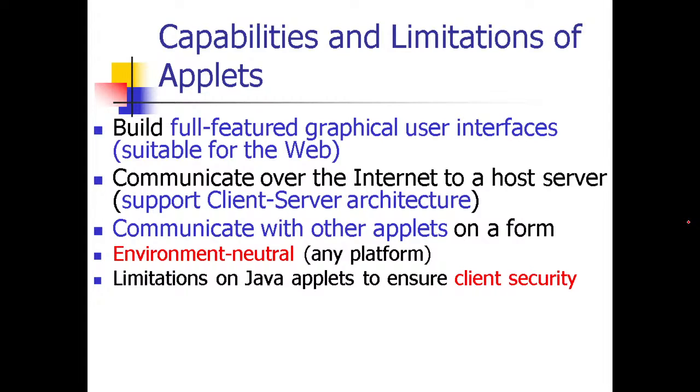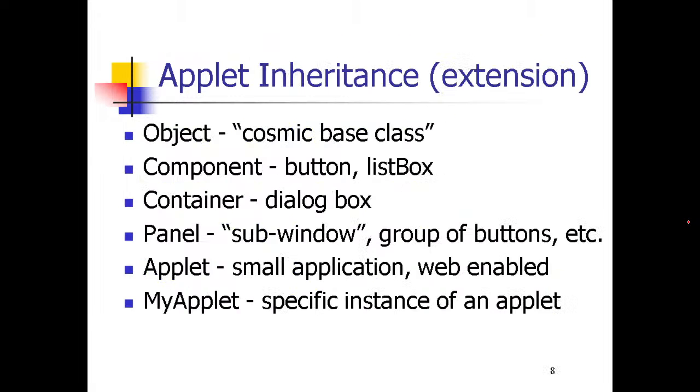So environment neutrality is a capability of Java applets, but there is a limitation: security. A Java applet should ensure the client's security, because it is executing on the internet, and the internet is definitely vulnerable to viruses, bugs, trojans, etc. So client security is ensured by the applet.